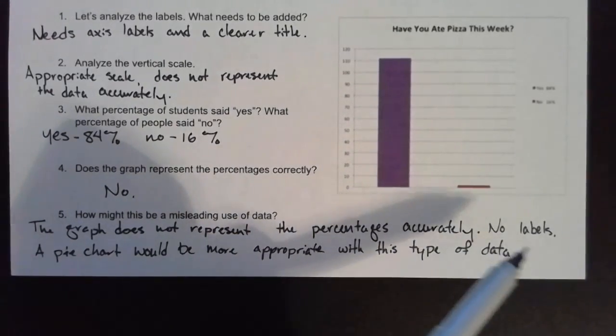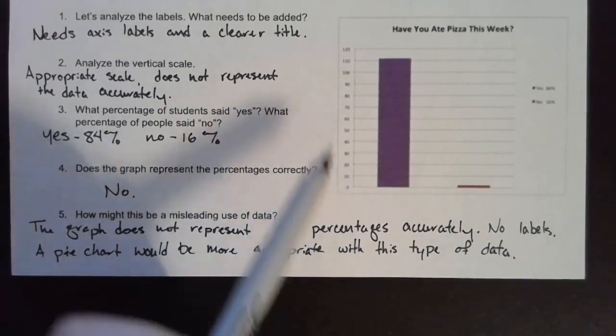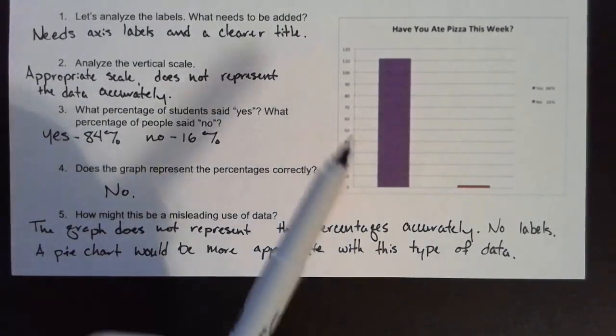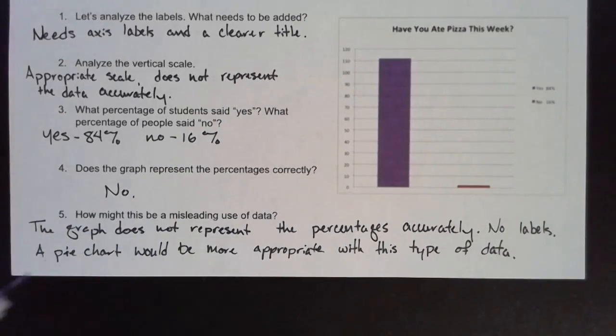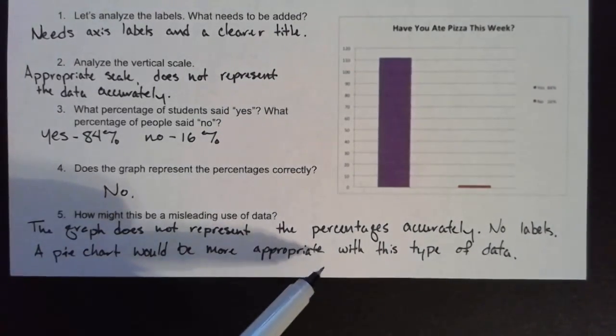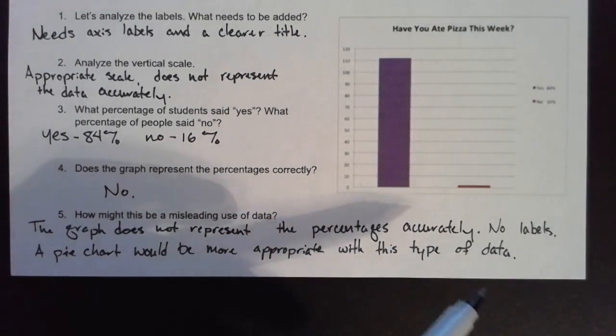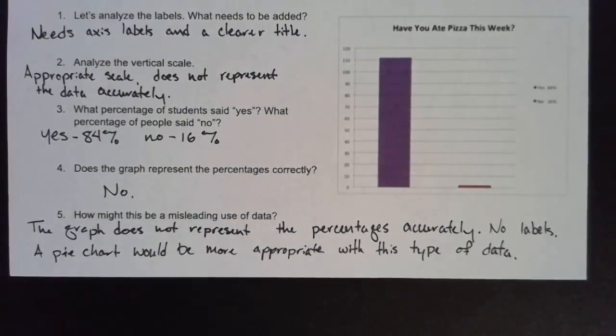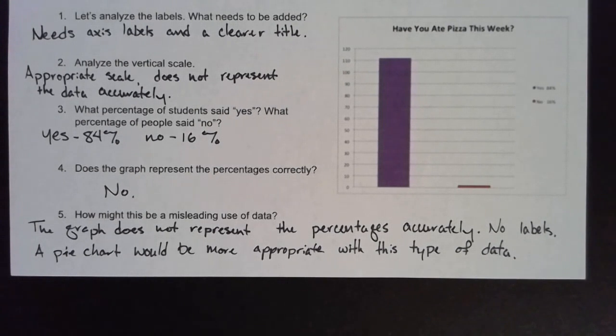The other thing is no labels, which kind of hints that this is just not real information, that there's no labels telling us what this represents. And I also said a pie chart would be more appropriate with this type of data. Whenever you're dealing with percentages or fractions, something out of a whole, a pie chart is the best way to go. A bar graph is not ideal for this type of data. So I think a pie chart would more accurately represent the difference in the two sizes.